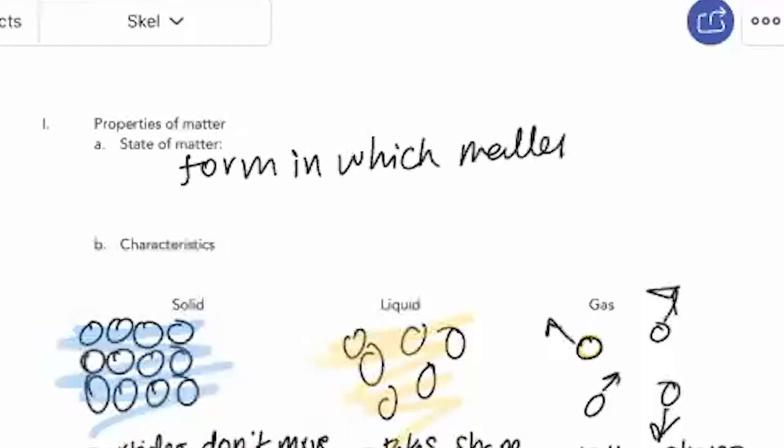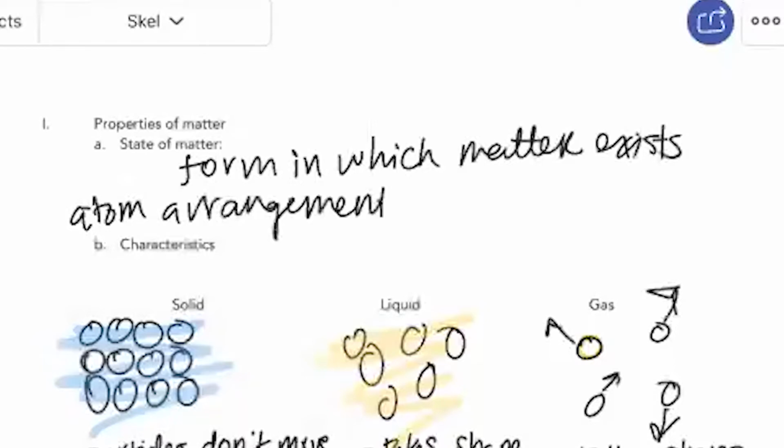The state is the form in which a piece of matter exists. There are 4 states of matter: solid, liquid, gas, and plasma. And we will talk about the first 3 in this course because those are the ones we see in the study of fibers and dyes.